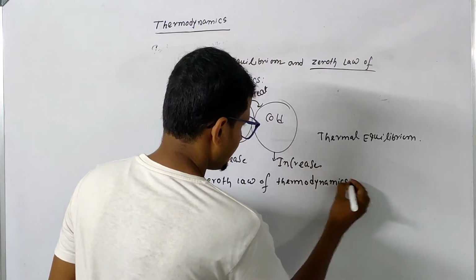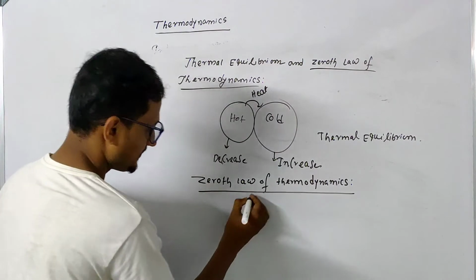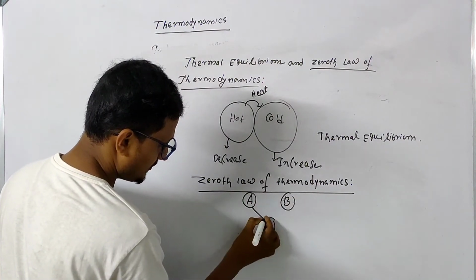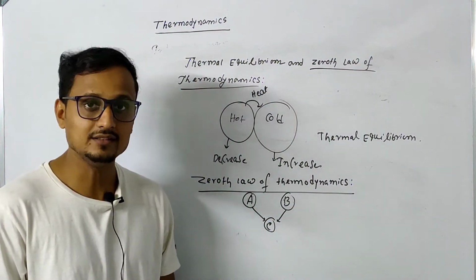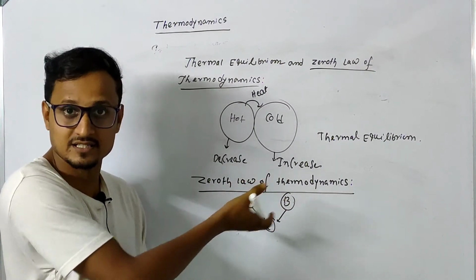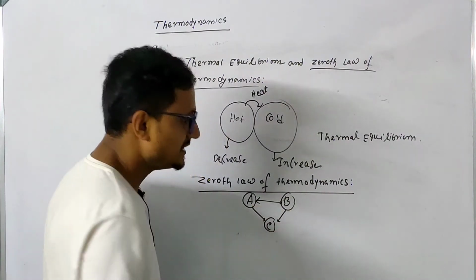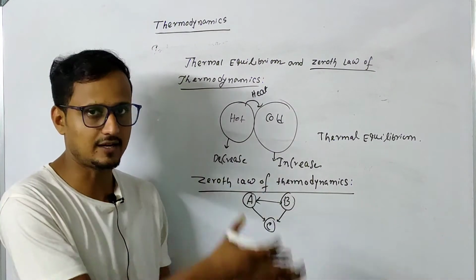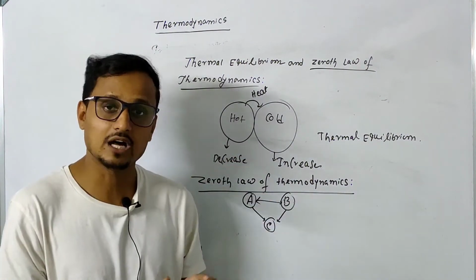Zeroth law of thermodynamics: when two bodies A and B are separately in thermal equilibrium with C, then A and B will also be in thermal equilibrium with each other. This is the statement of the zeroth law of thermodynamics. So we have learned about the zeroth law of thermodynamics, internal energy, and also about thermal equilibrium.